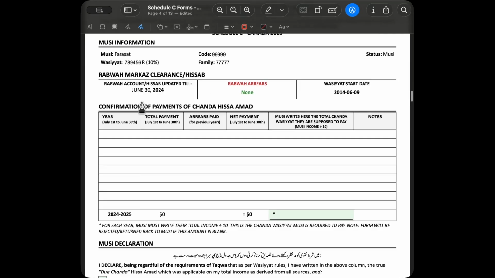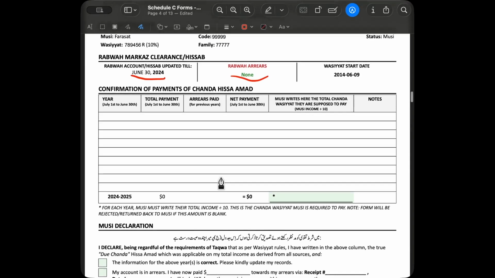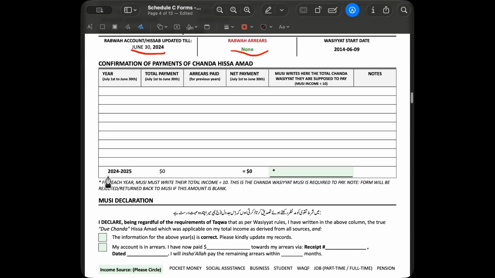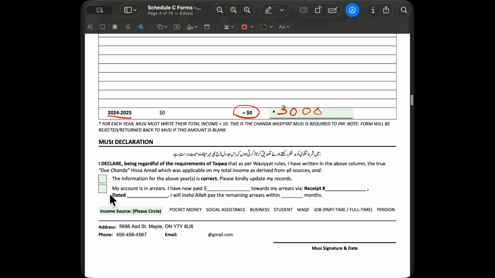For this form, the account is cleared up to this. There's no arrears. And when we come down, we notice that for this year, 24-25, the Musi has paid 0. Now, if the person has paid 0 and they have decided that they're going to pay their arrears, let's say if their budget was $3,000, which they had not paid, then they will write down 3,000 here. And they will come down, they will say my account is in arrears.